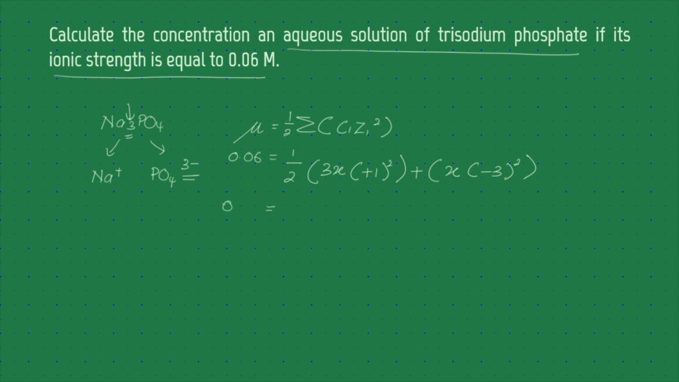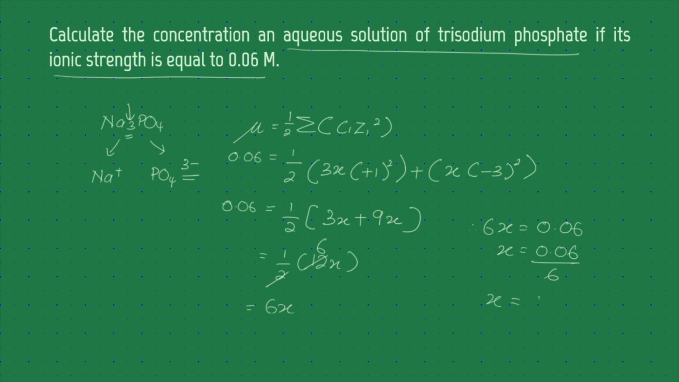So from here we will get 0.06 is equivalent to half times 3x plus 9x. So 3 plus 9 is equivalent to 12x. So 6x. Therefore, 6x is equivalent to 0.06. So your x is 0.06 divided by 6. Your x is equivalent to 0.01. So this is the final answer, whereby your concentration is equivalent to 0.01 molar.